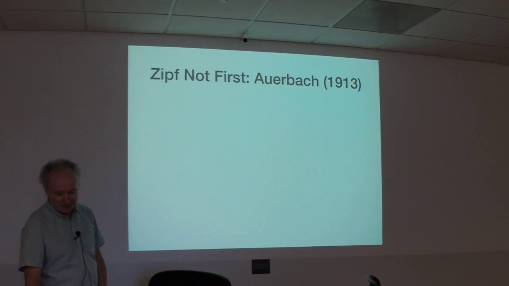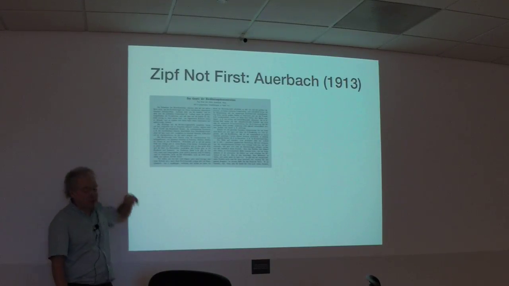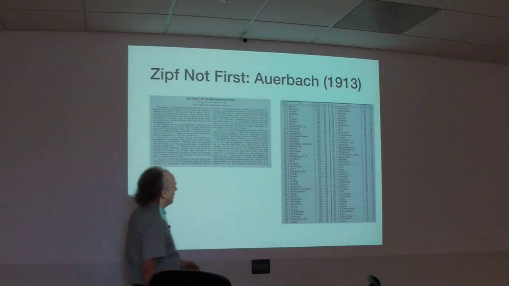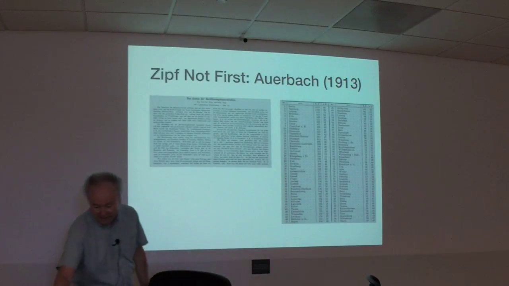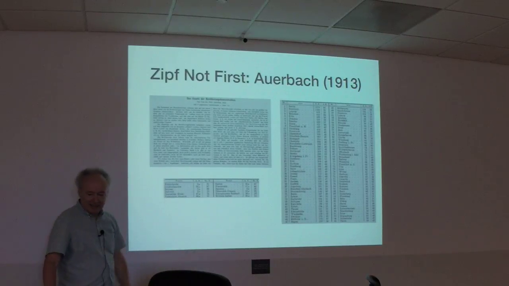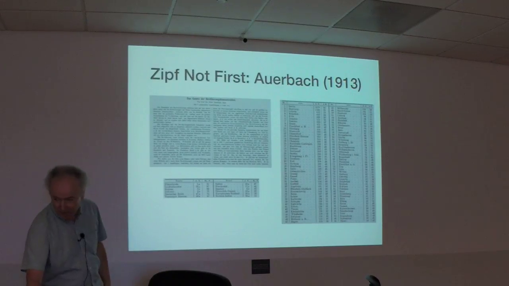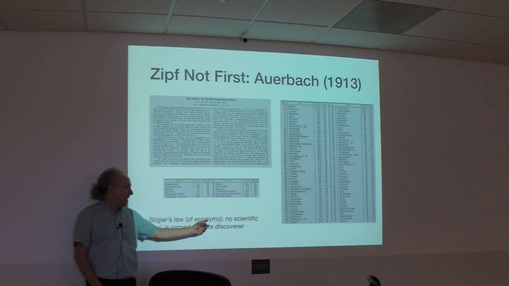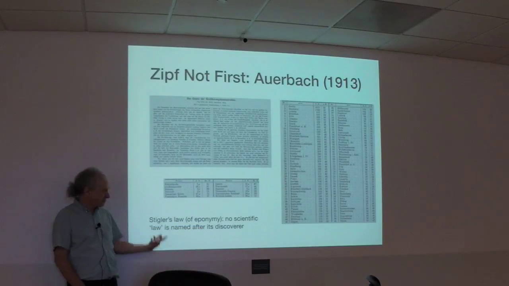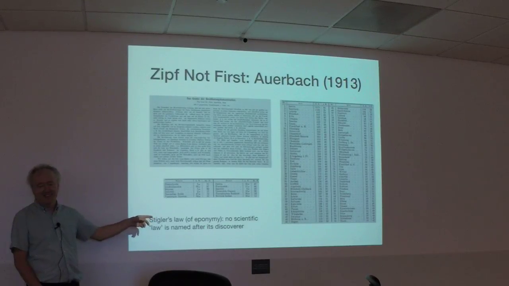Zipf was not the first person to do this, though. It turns out Auerbach, in a paper in German, described the law of population concentration. He shows that if you multiply the rank by the population, remembering the inverse law, it's a constant. He does it for all of Germany, and even internationally, with the same kind of results. So we call these Zipf plots. They really should be called Auerbach plots, but we don't call them that. You can't spell it. This is Stigler's law of eponymy: no scientific law is named after its discoverer. Some of you may know that Stigler himself called this Merton's law, since Merton discovered it first.